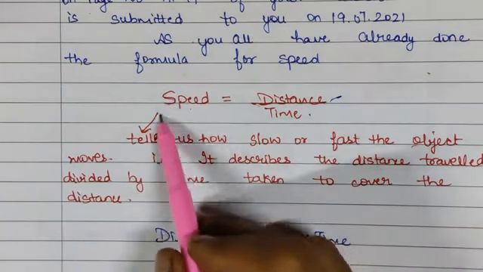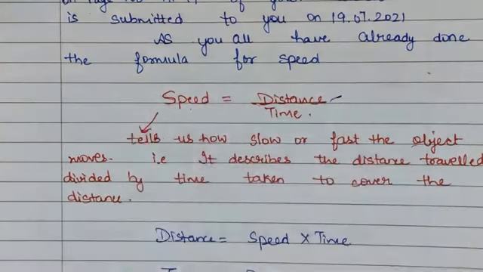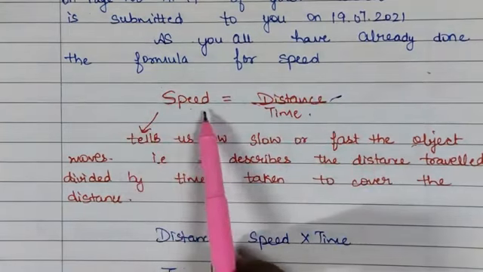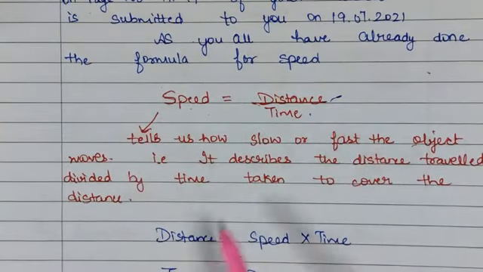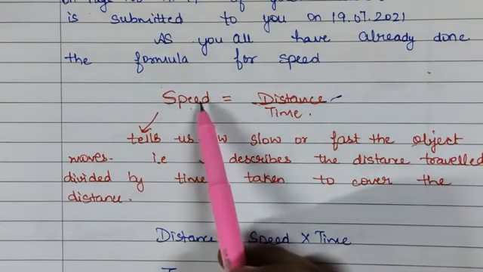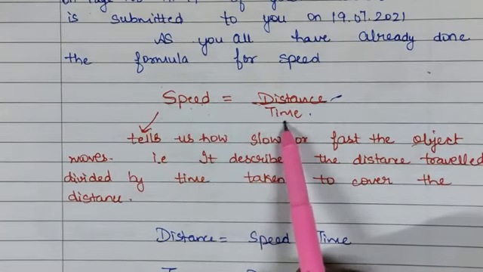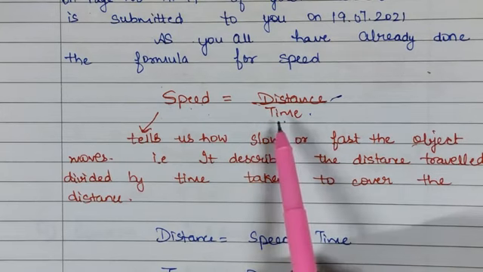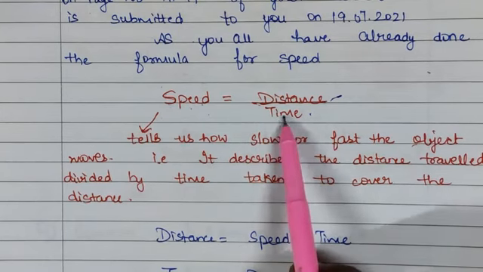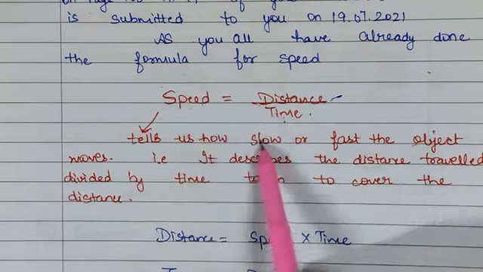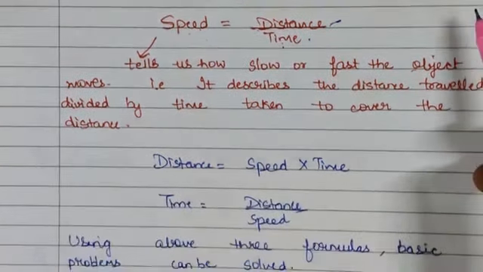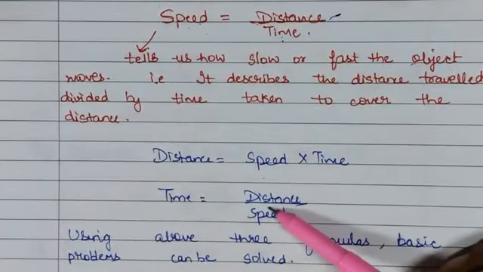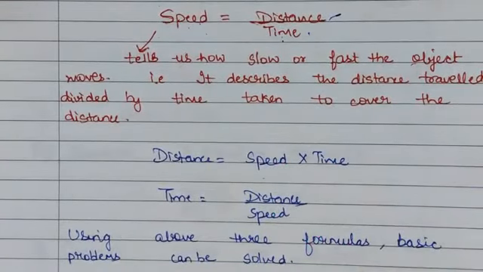So, this is the formula for speed, and from here we can write the formula for distance, that is, distance is equal to speed into time, and also we can write time is equal to distance upon speed. Now, using these three formulas, we will solve the basic problems.